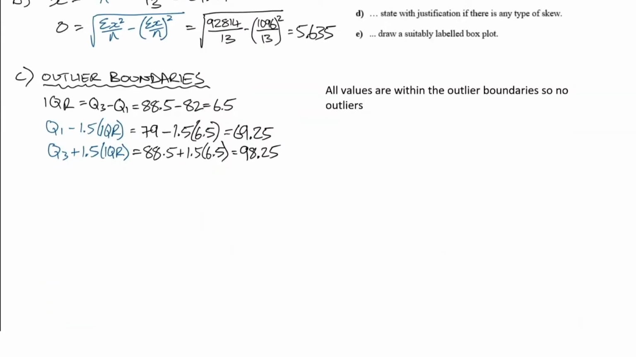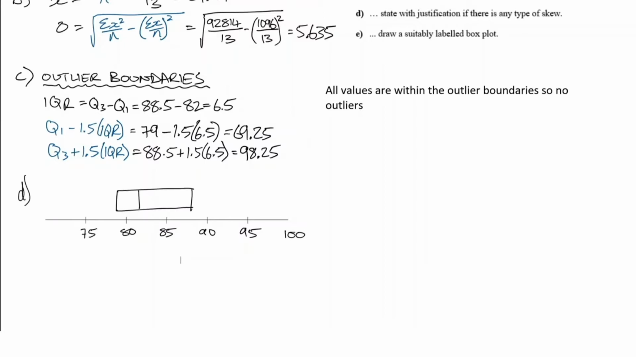Now, part D of the question, this is where I'm asked to draw my box plot. So I'm going to use all of the quartiles and the minimum and the maximum and the outlier boundaries to help me produce this box plot. So I'll start with a sensible number line. 70, 75, 80, 85, and so on, just to make sure my whole box plot can fit on. I'll start with the internal box, so the quartiles and the median. For my median, I had 82. For the lower quartile, I had 79.